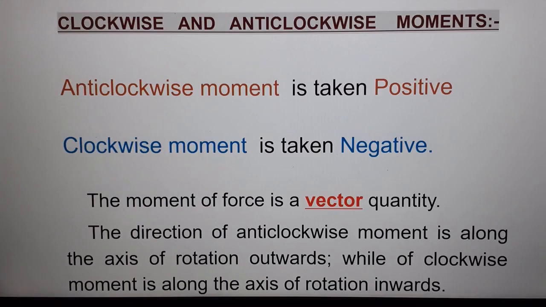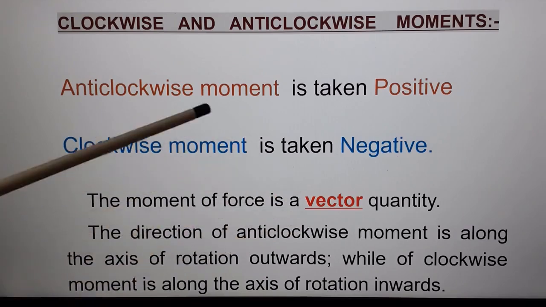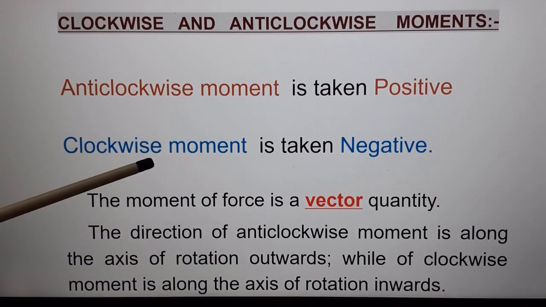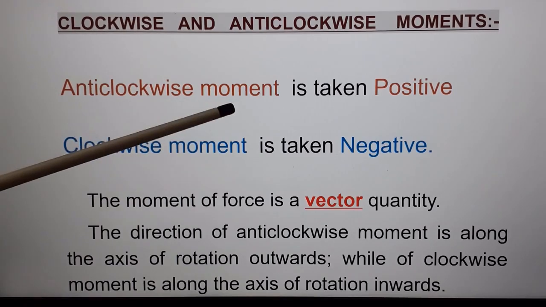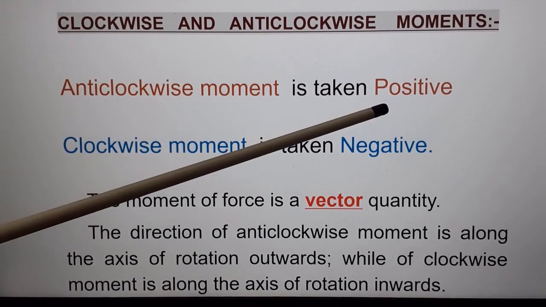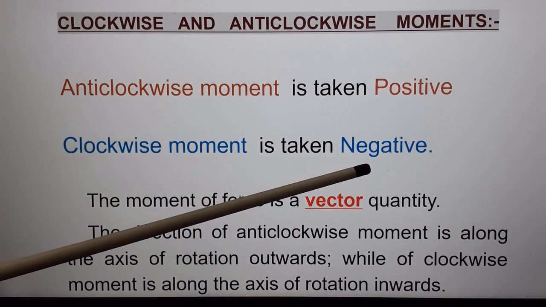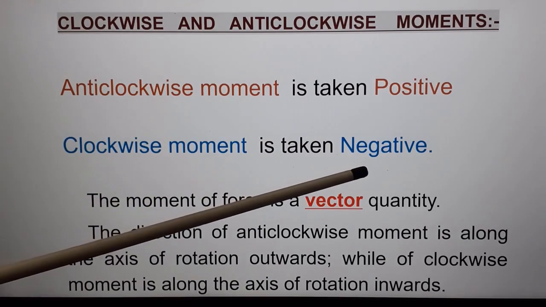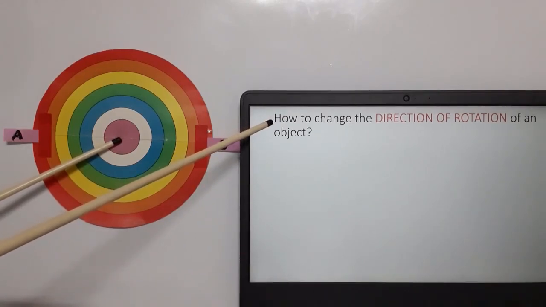Clear? Moment of force is a vector quantity. It means turning has some direction, right? So turning effect can be anti-clockwise or clockwise. So anti-clockwise moment or clockwise moment. Anti-clockwise moment is always taken positive and clockwise moment is always considered to be negative. Clear? Let's study how to change the direction of rotation of an object.